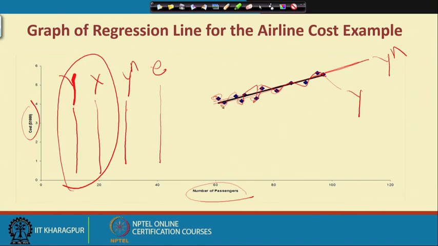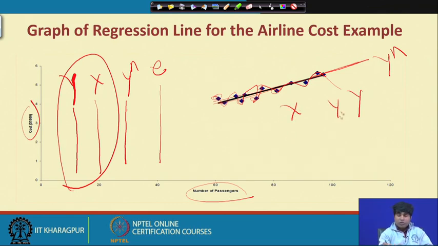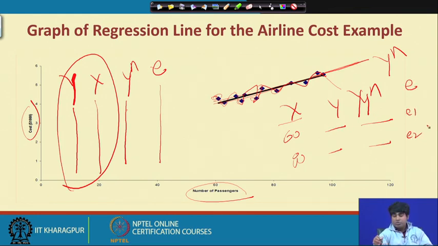Now, for every point, for every number of passengers, let us say 60. For x equal to 60, you have a y value and a y hat value. Similarly, when it is 80, you have a y value and a y hat value. Then the difference between the two gives you the error terms, like E1 and E2.